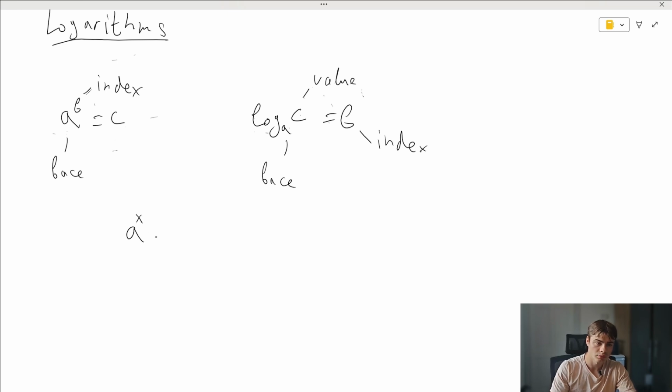For example, a to the power of x equals y. If you're asked what x is, what power a needs to be raised to get y, then the answer is you need to take a log of it. a stays as a base, so it's going to be log of y base a equals x.